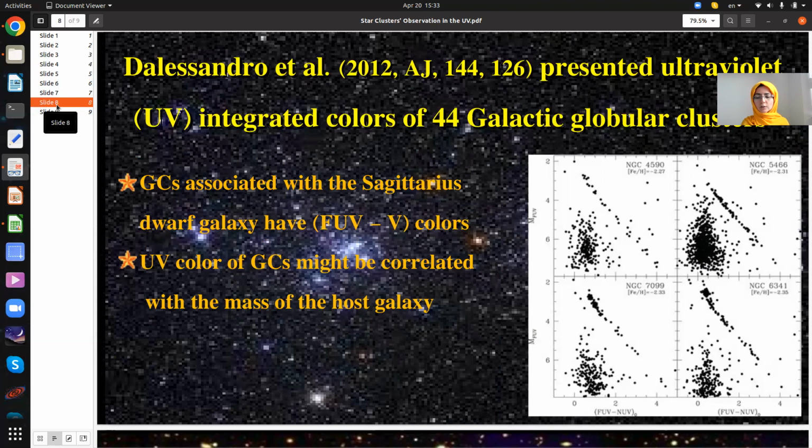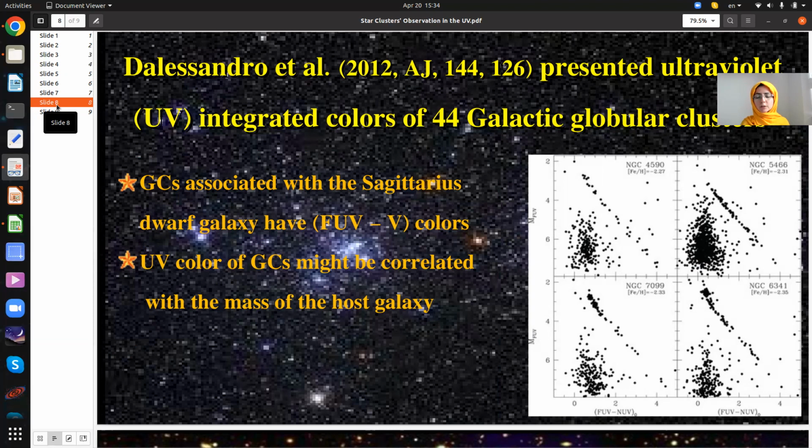They found for the first time that GCs associated with the Sagittarius dwarf galaxy have FUV-V colors systematically redder than GGCs with the same metallicity. Finally, they speculated about the presence of an interesting trend, suggesting that the UV color of GCs might be correlated with the mass of the host galaxy, in the sense that more massive galaxies possess bluer clusters.